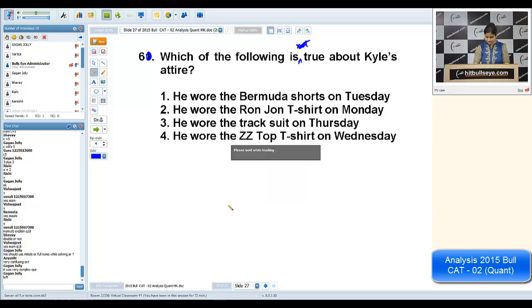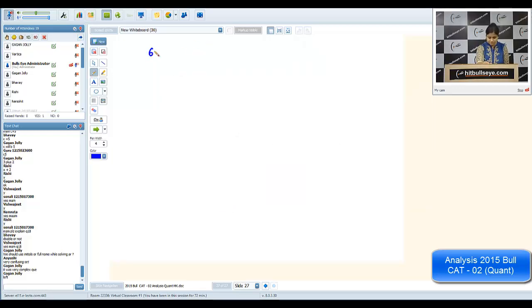Let me show you one question. There was a question in my copy. It is question number 61st. I don't know the number actually. There was a question, which of the following is not true about her attire. See, if you have a question on a not true thing, it means only one statement is the answer. It means only one statement is not true, and the three left statements are true. In that question, the fourth option was: he wore the tracksuit on Monday.